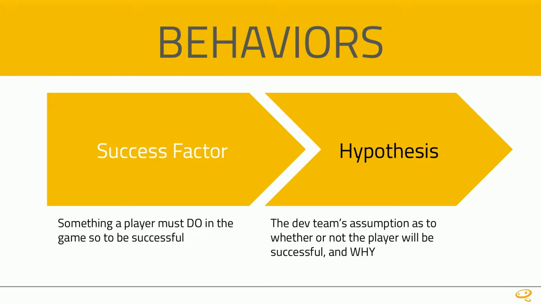So how do you design a study that focuses really closely on behaviors? What we use at Glue is a combination of a success factor and an accompanying hypothesis. Success factors always relate to behaviors, things a player does, something that a player needs to do to be successful, and they do that because of something that they know, because of how the game was designed, that allows them to be successful in the game. And the hypothesis is the dev team's agreement as to whether or not the player, your playtest participant, will be successful or not, and why.